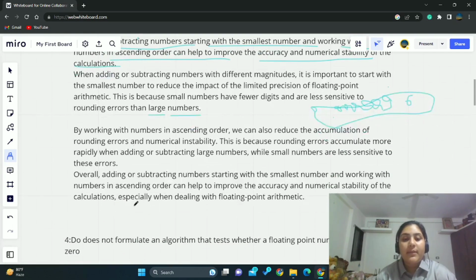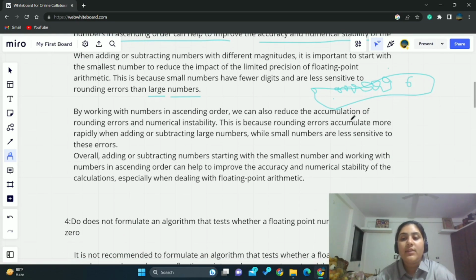By working with the numbers in ascending order, we can also reduce the accumulation of rounding error and numerical instabilities. This is because rounding error accumulates more rapidly when adding or subtracting large numbers, while small numbers are less sensitive to these errors. Overall, adding or subtracting numbers starting with the smallest number and working in ascending order can help to improve the accuracy and numerical stability of the calculations, especially when dealing with floating point arithmetic.